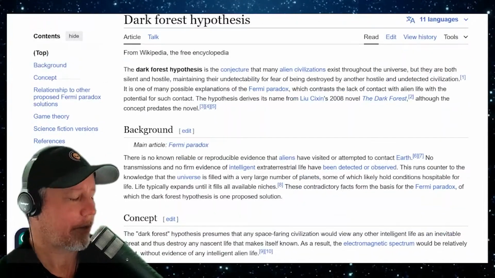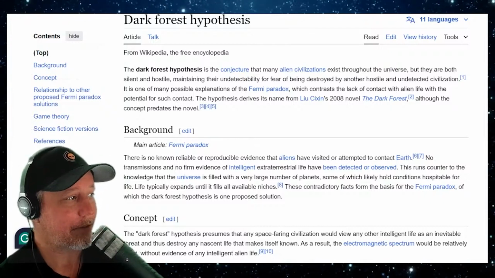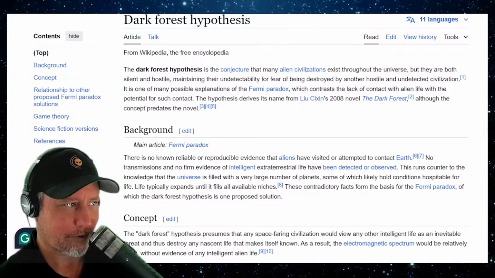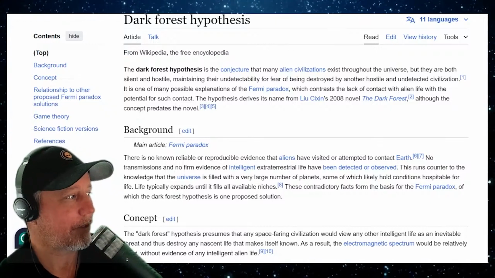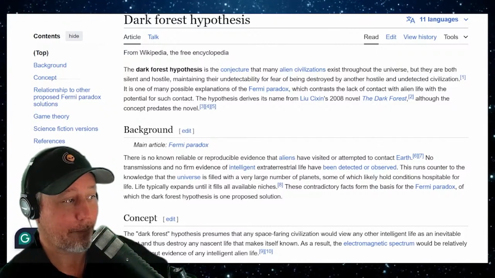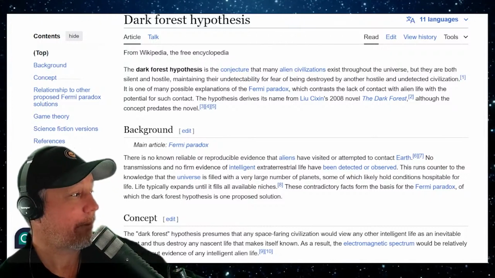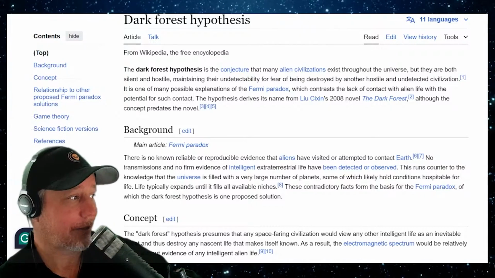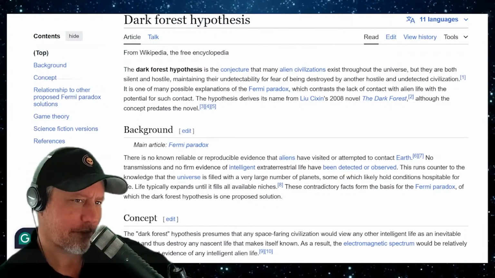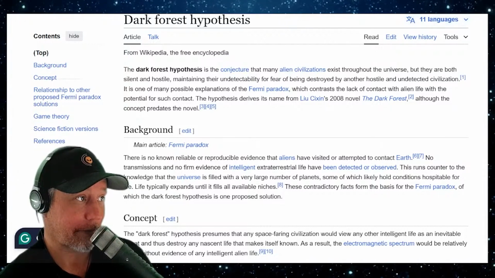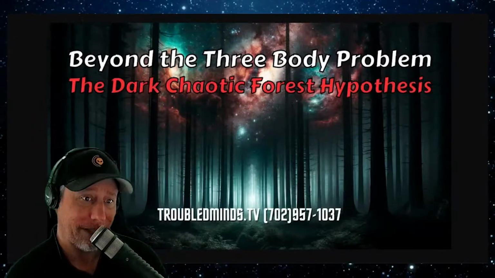So the dark forest hypothesis, and this is a real thing, is the conjecture that many alien civilizations exist throughout the universe, but they are both silent and hostile, maintaining their undetectability for fear of being destroyed by another hostile and undetected civilization. It is one of the many possible explanations for the Fermi paradox, which contrasts the lack of contact with alien life with the potential for such contact. And we've talked about the Fermi paradox quite a lot. If there's aliens out there, mathematically, they should be every freaking place, but they're not.